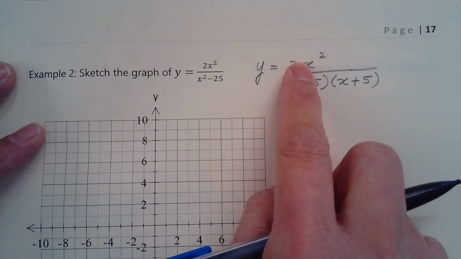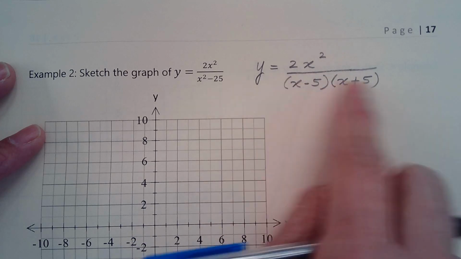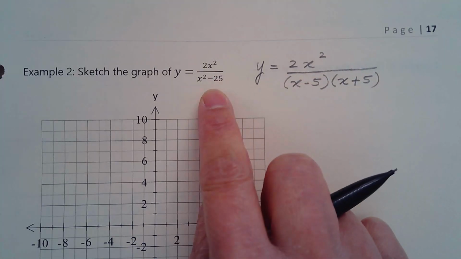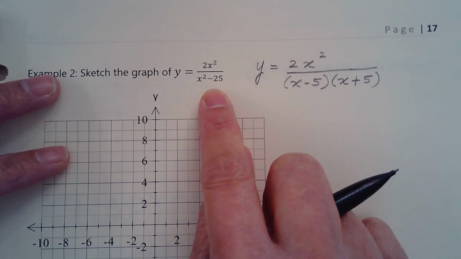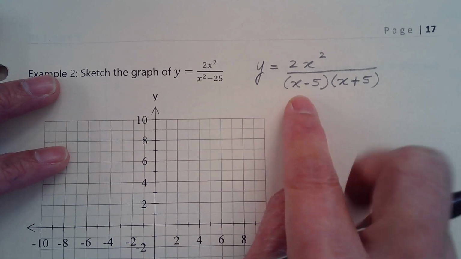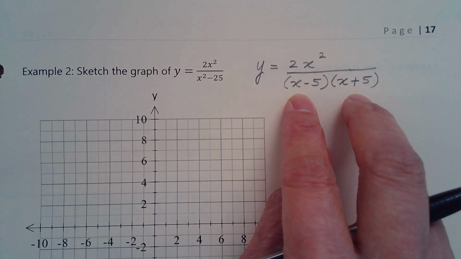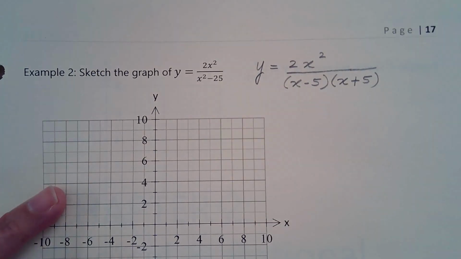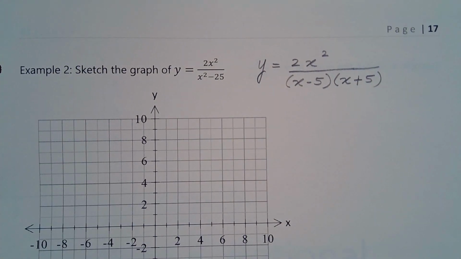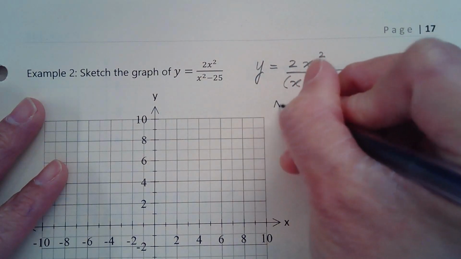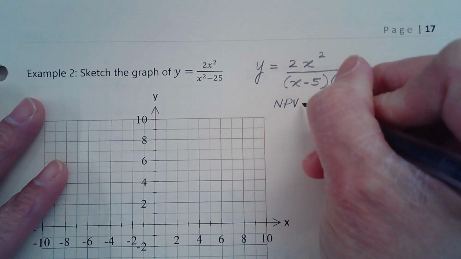So it's going to be 2 times x squared divided by x minus 5 times x plus 5. And of course, you already know this, but I'll just mention it. You figured out this is a difference of squares, so we're going to end up with a binomial that's a conjugate. One's a plus, one's a minus. Okay, excellent.